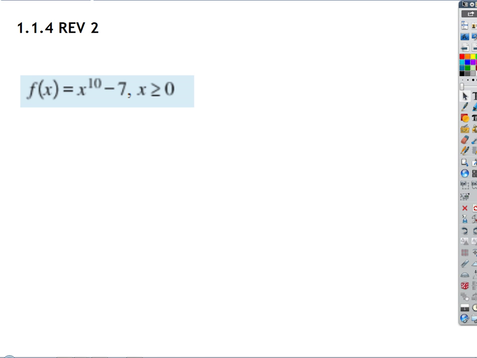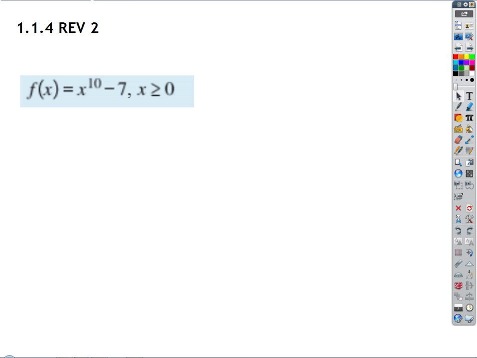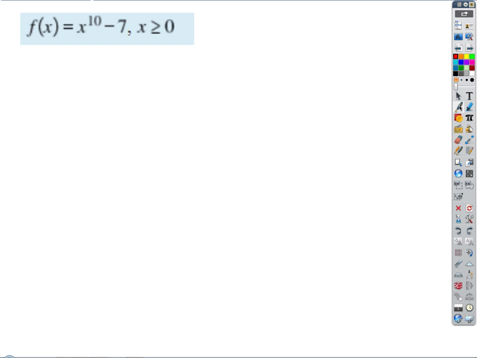Okay, so what do you think? Step 1. Okay, trade the f of x for a y. So we get y equals x to the 10th minus 7. But look what it tells me. It tells me that the domain is what? Yeah, okay, x is non-negative, right? 0 or positive. So I'm going to include that in everything we do. That's important. That domain is a part of what we're doing. So x is greater than or equal to 0.